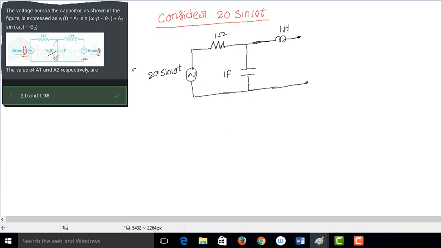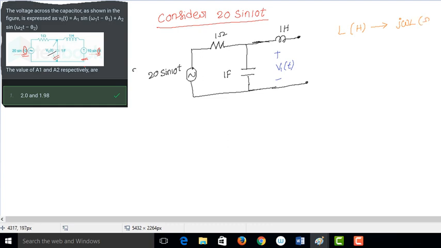Now let us call the voltage across this element, where I want to find the voltage, V1 of t. Now they have given inductors and capacitors. Whenever they give a network with inductor and capacitor, first you convert the inductors and capacitors into resistance form. What is the unit of inductor? Henry. So we can convert the inductor into resistance form as j omega L.